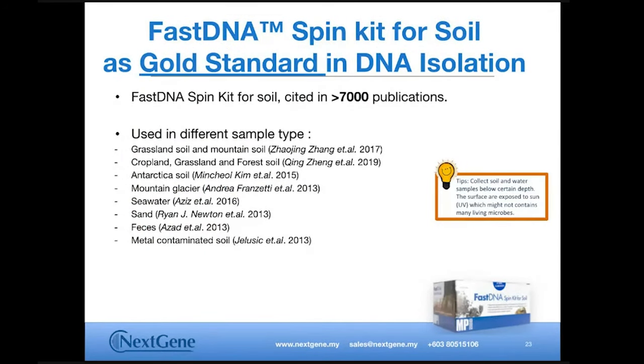Moreover, for the FastDNA spin kit for soil, there have been more than 7,000 publications that use this kit. Also, it has been used with different types of samples, for example, crop samples, mountain glacier, seawater, sand, fecal, and metal contaminated soil.